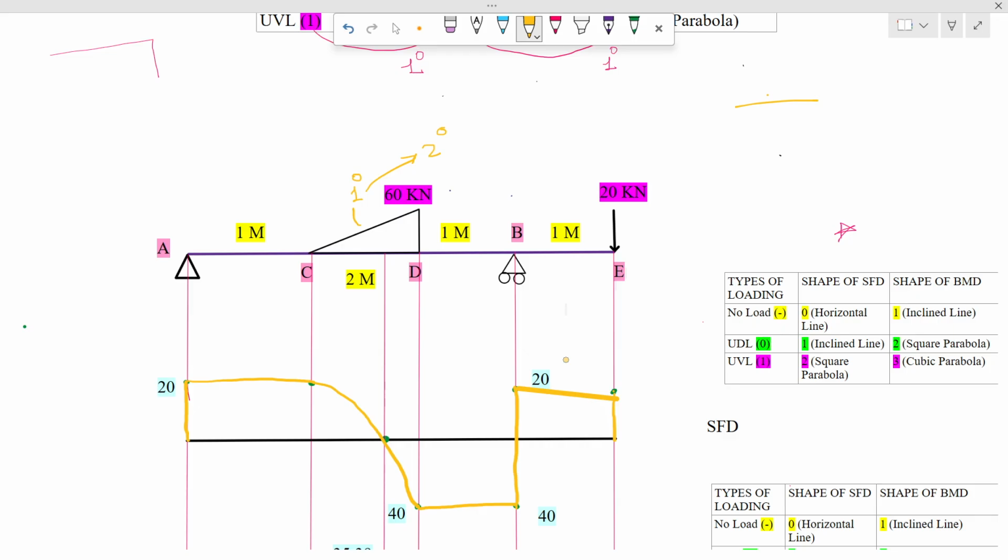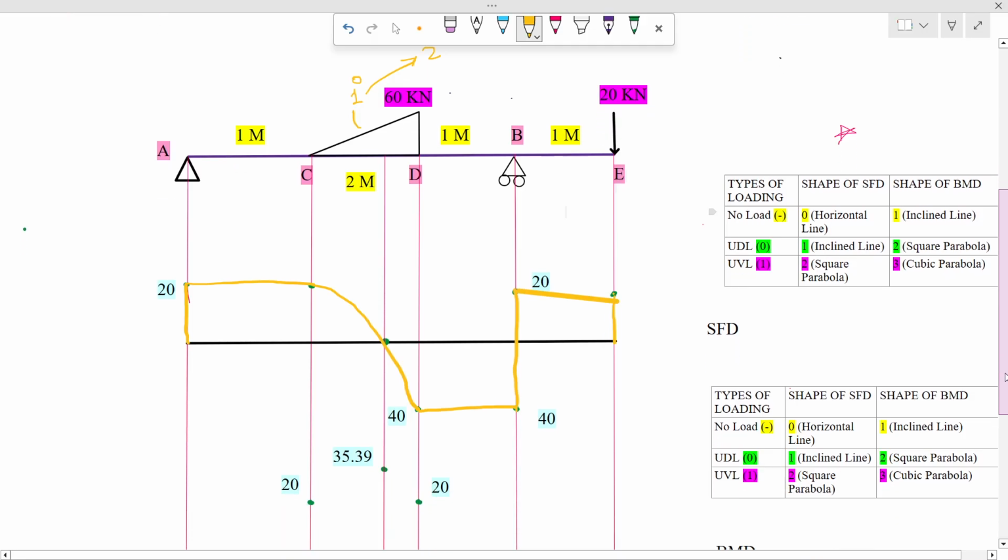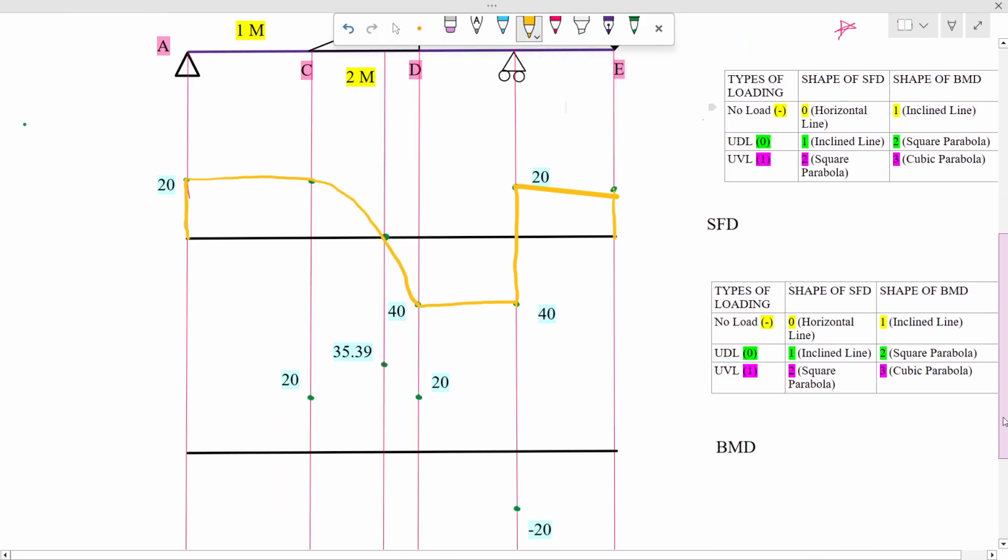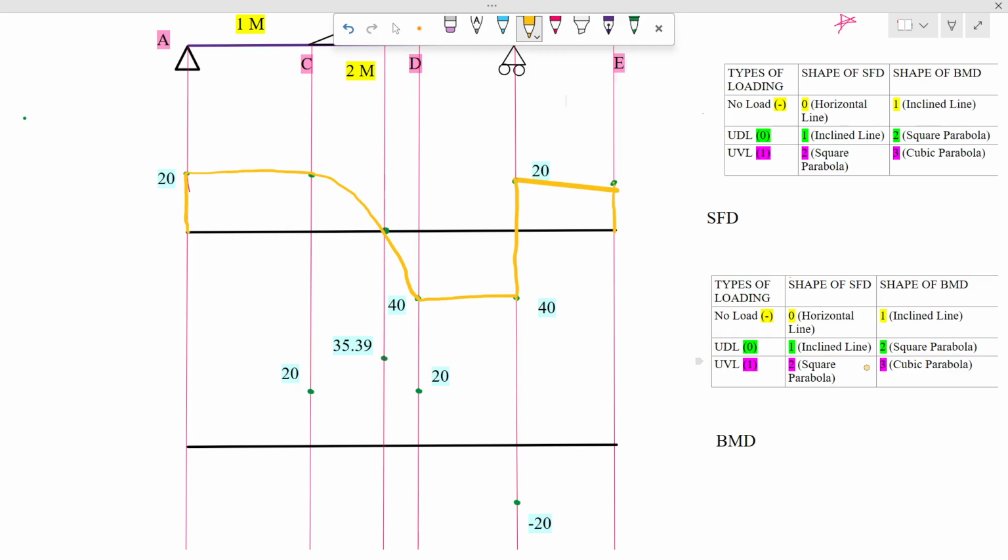Now I will show you how to draw the BMD. In drawing the BMD, it is important that we should have a look at the shear force diagram also. So this is our starting point. I have already plotted the values. So 20, first A to C, there is no load. So with no load, the shape of the BMD will be a 1 degree line, that is a straight line. So join this by a straight line.